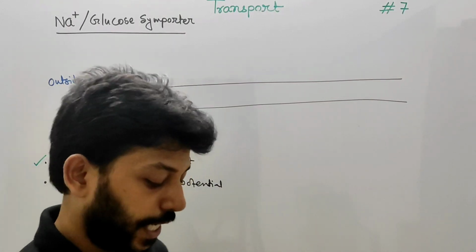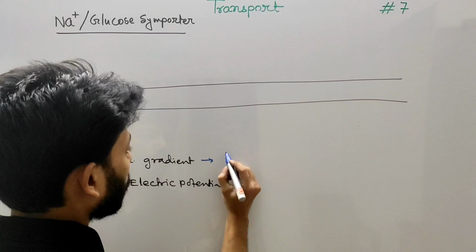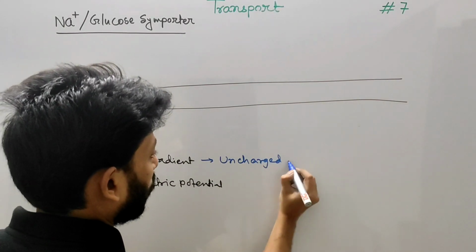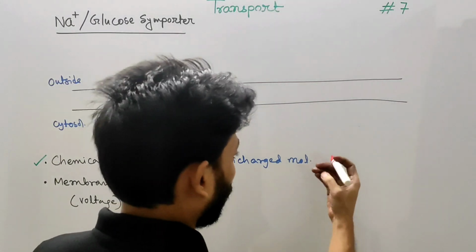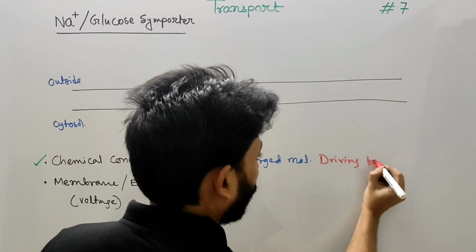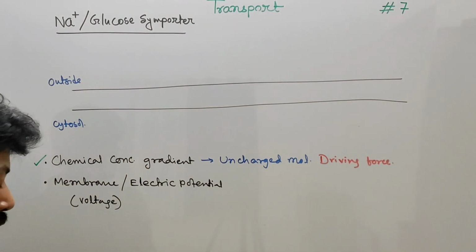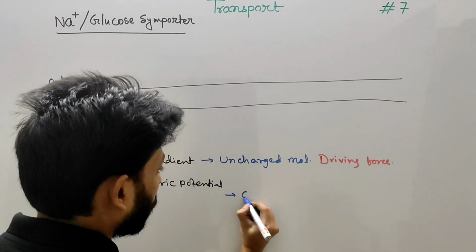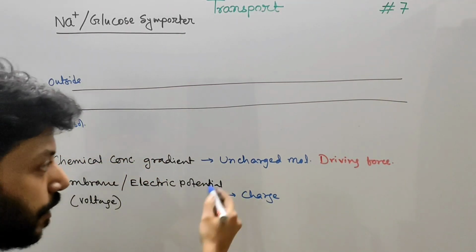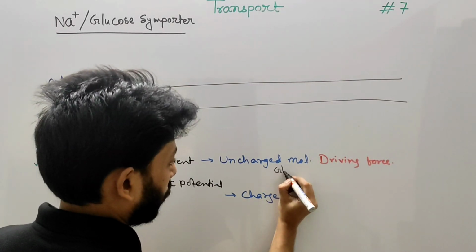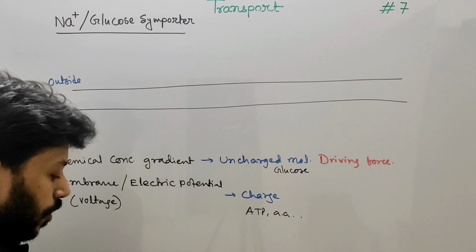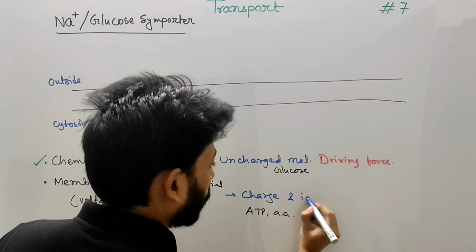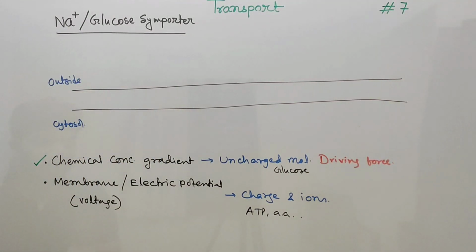For uncharged molecules, this chemical concentration gradient acts as the driving force of the movement. But those molecules that contain charge... Here, uncharged molecules, examples like glucose, fructose, etc. And in case of charged molecules, it could be ATP, amino acids, etc. For charged molecules or ions, both the chemical concentration gradient and the membrane or electric potential together work.